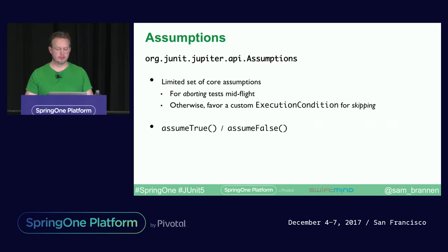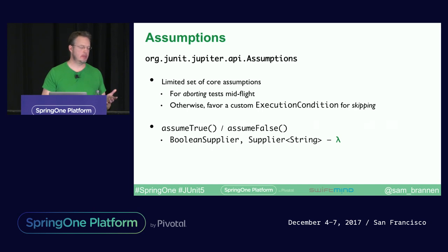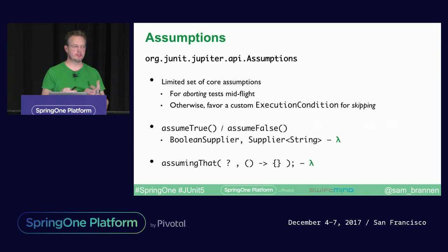So we have stuff like assumeTrue and assumeFalse, but there's also Boolean suppliers and suppliers of strings if you want. And we have something that's kind of like a glorified if block with more semantic meaning. So assuming that this block evaluates to true, then execute this code, and otherwise just continue on and skip over the execution.